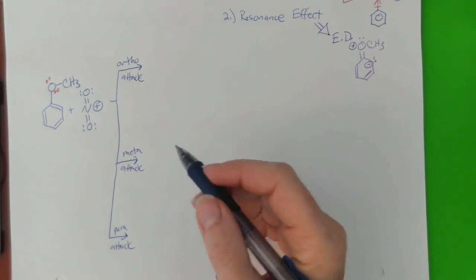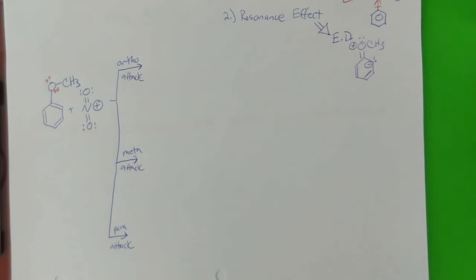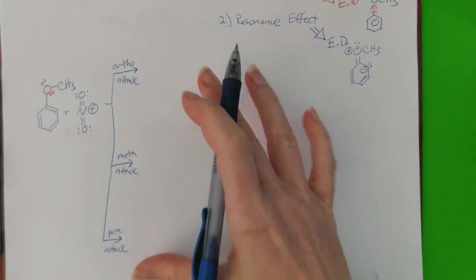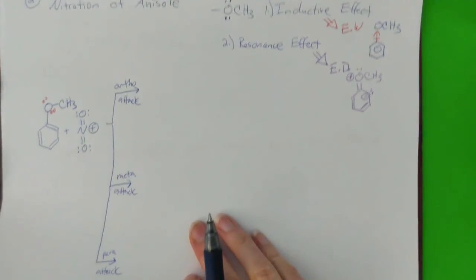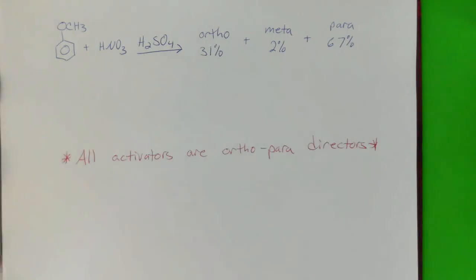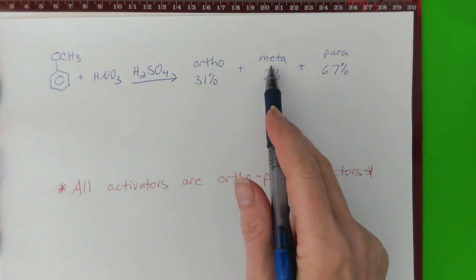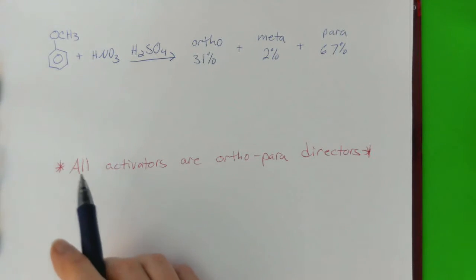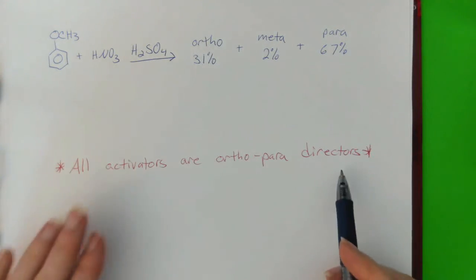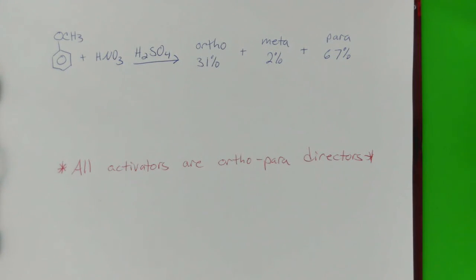I think on your handout, it switches these 2 around. You may have to relabel it if you mess it up like I did. But I want you to practice this using anisole. What you should be able to explain is why we end up seeing these 2 over this one. Something for you to start burning into your brain is that all activators are ortho-para directors. We're going to pick up here in video number 5, part B.